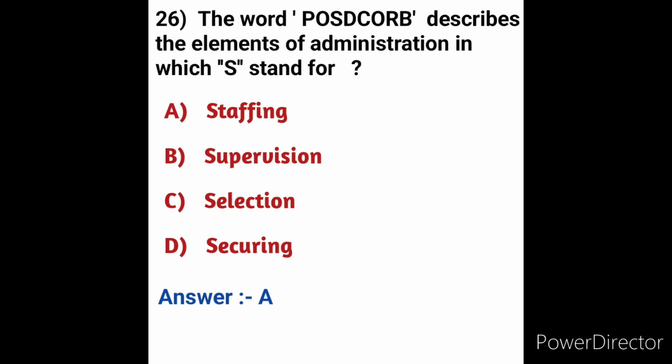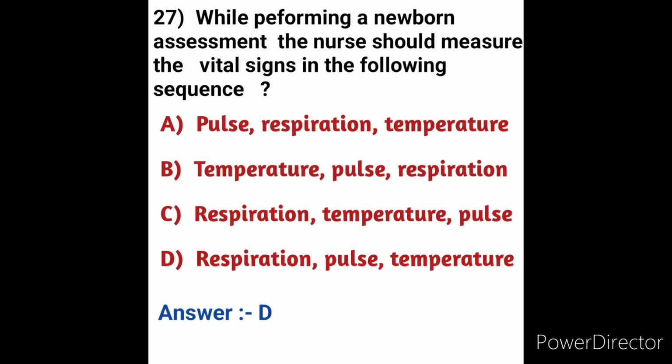On to question number 27. While performing a newborn assessment, the nurse should measure the vital signs in the following sequence. We will see the options here. Option A pulse, respiration, temperature. Option B temperature, pulse, respiration. Option C respiration, temperature and pulse. And option D respiration, pulse, temperature. Here the nurse measures in the sequence respiration, pulse, temperature. Option D is the correct answer.